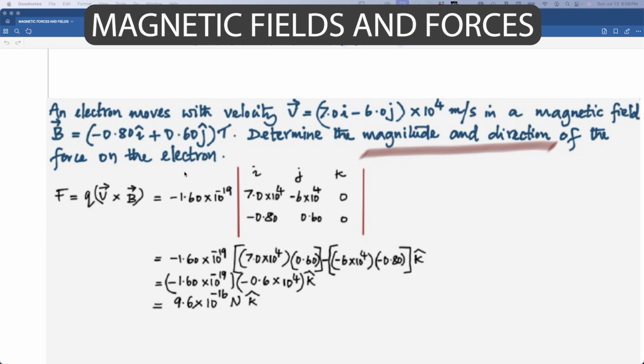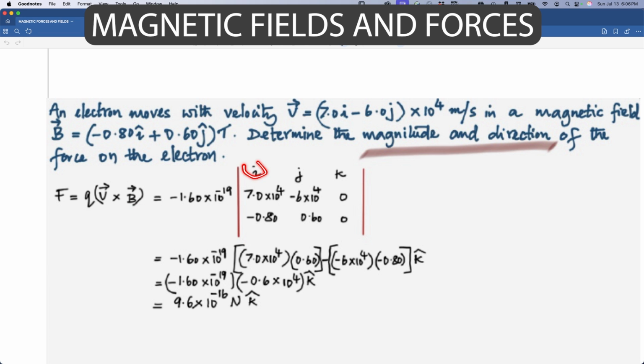Now here is a question that I wanted to include here, where you see how matrices can be used to calculate the force on an electron whose velocity is given. Velocity is 7.0 i minus 6.0 j times 10 raised to 4 meter per second. The magnetic field through which it is moving is also given in vector notation, and you're asked to find the magnitude and direction of the force on the electron. So here we know the formula is q v cross B, and we're going to use matrices to find the cross product. How do you do that?